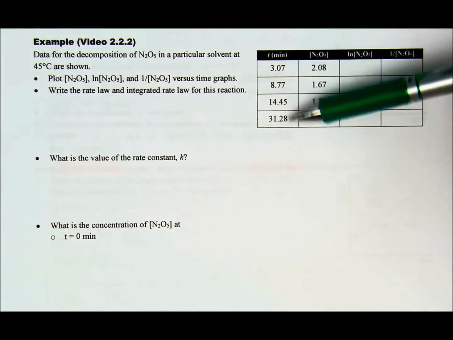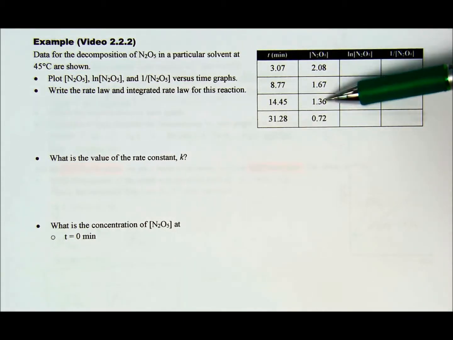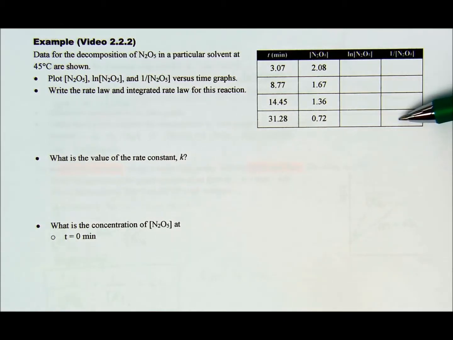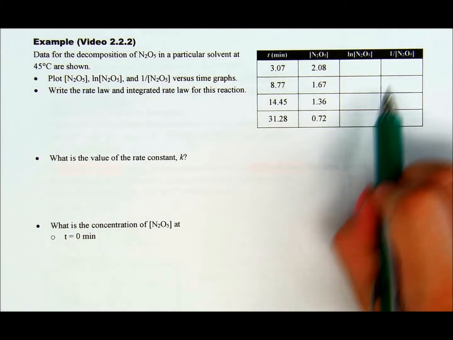Here's our time in minutes, and here's our concentration of N2O5, and here we're going to find the natural log and the inverse of the N2O5 concentrations. Remember, we don't need the chemical reaction here because the products don't matter in rates, so we only care about the reactants. Okay, the first thing we're going to need to do is fill in these boxes.